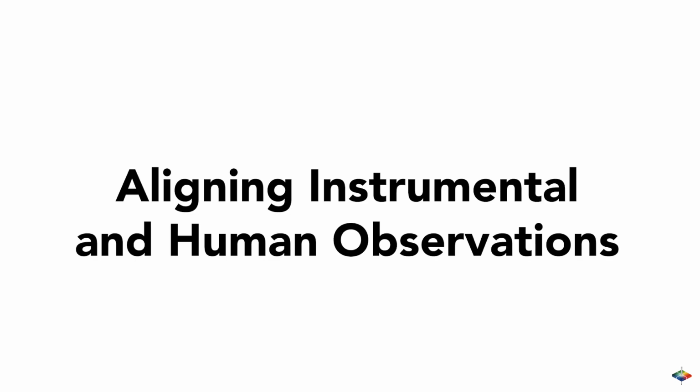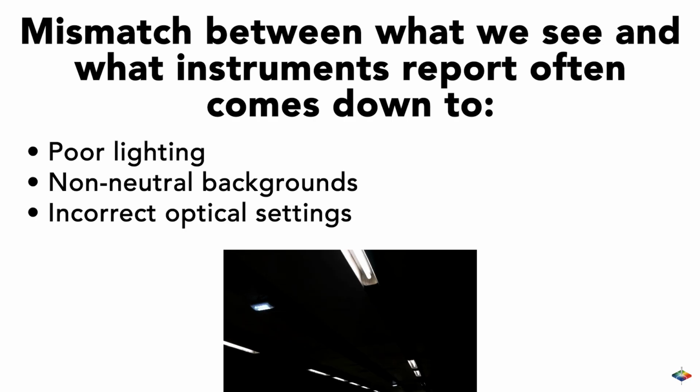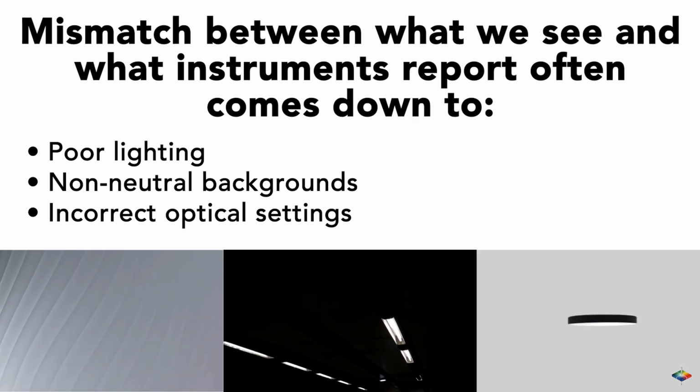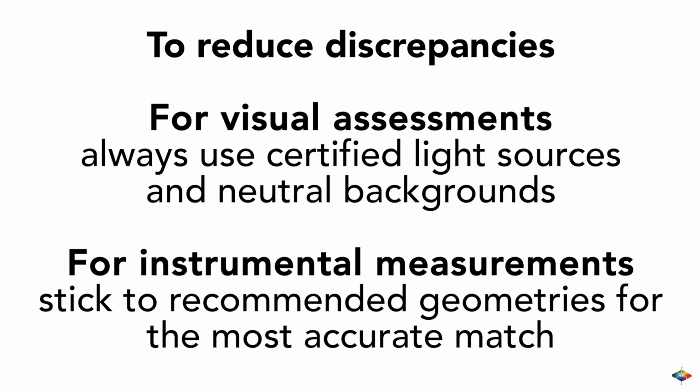Aligning instrumental and human observations. Mismatch between what we see and what instruments report often comes down to poor lighting, non-neutral backgrounds, and incorrect optical settings. To reduce discrepancies, always use certified light sources and neutral backgrounds. Stick to recommended geometries for the most accurate match.